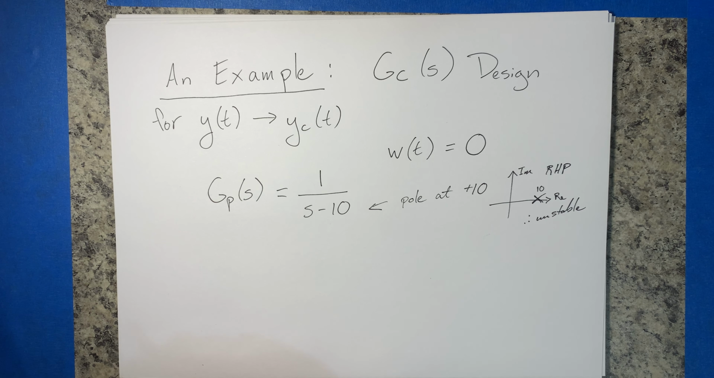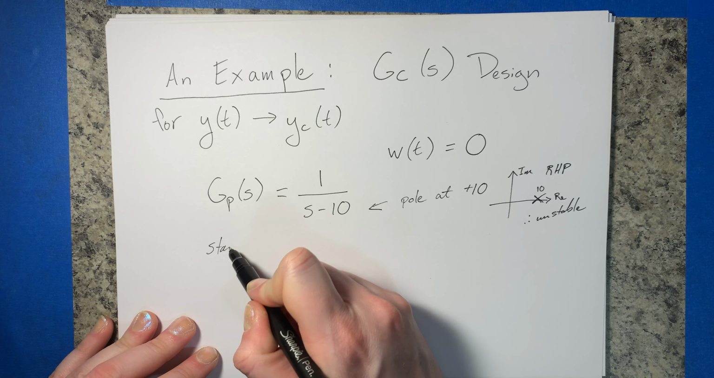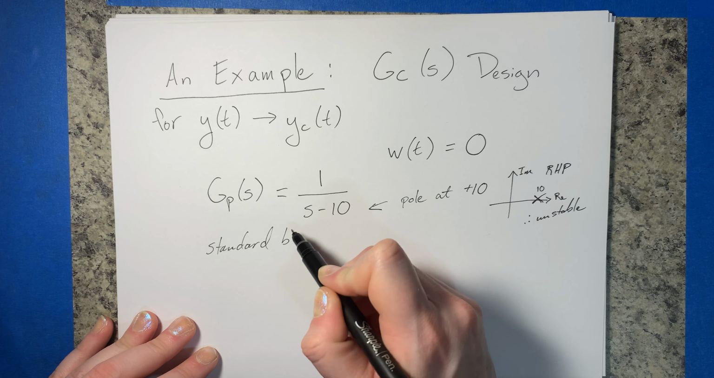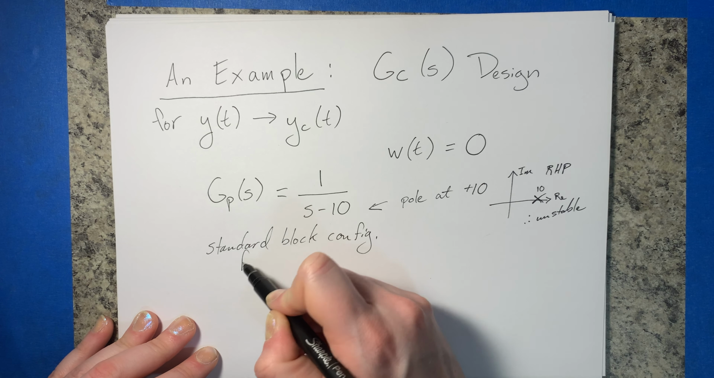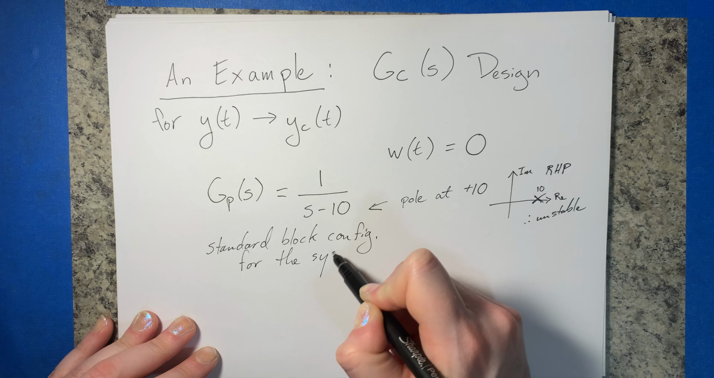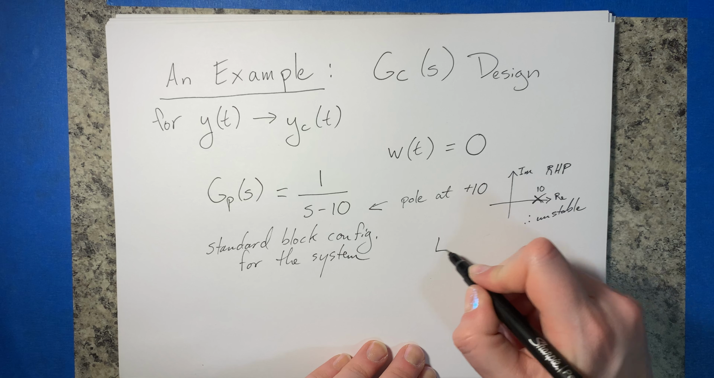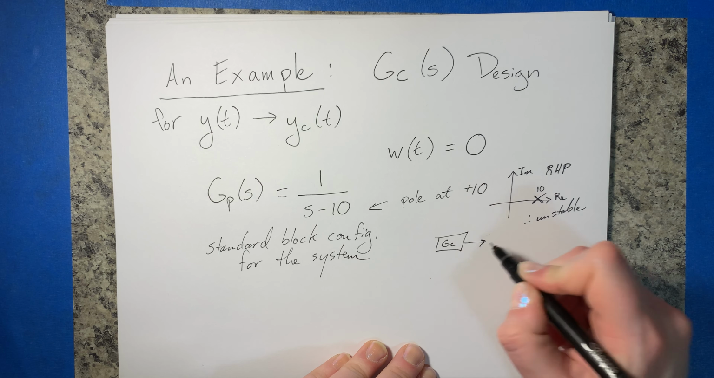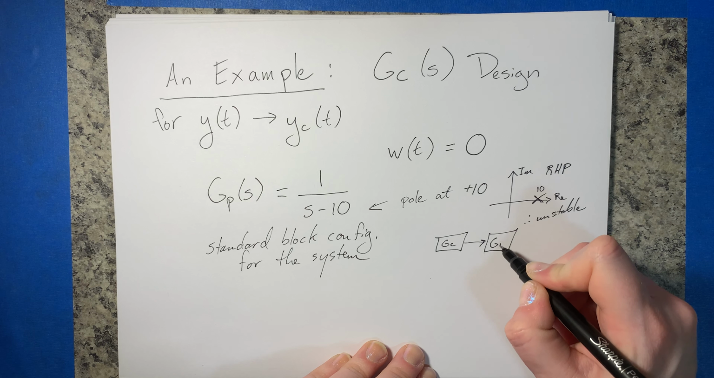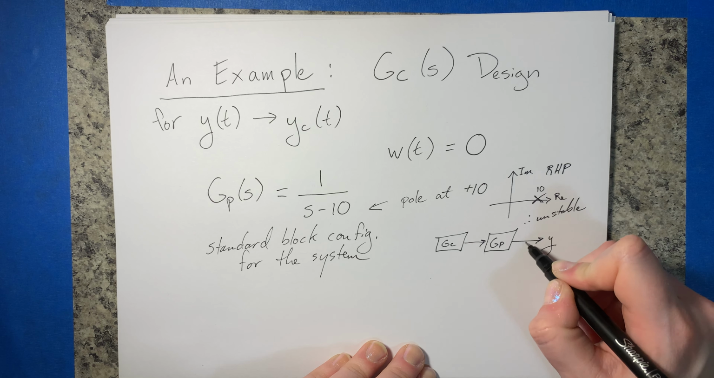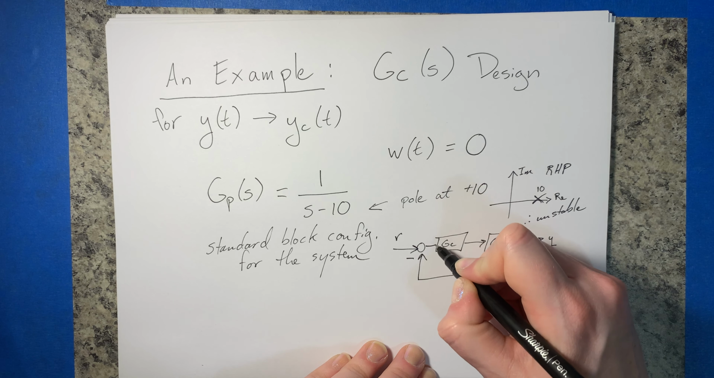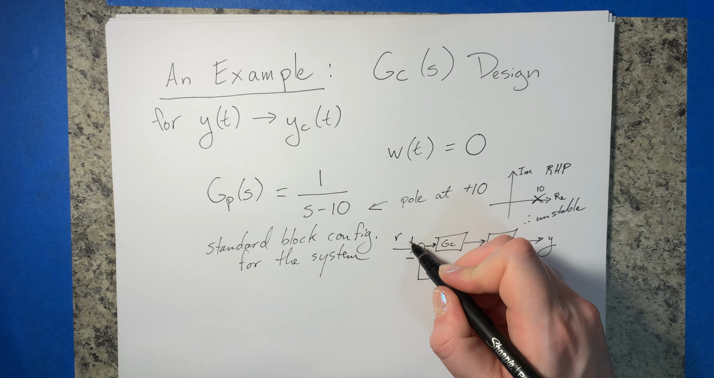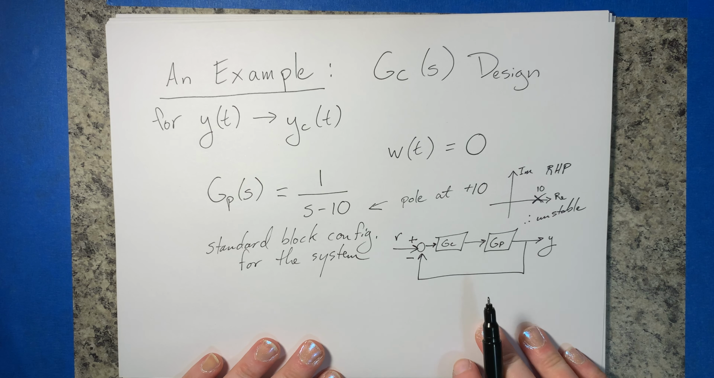The other thing we need to know is the block configuration. I'm going to say let's use the standard block configuration for the system. That is our usual configuration of having this GC, GP, our output Y over here, the negative feedback. We've drawn this many times, with our reference input coming in here and added in, just like that. That is our standard configuration.